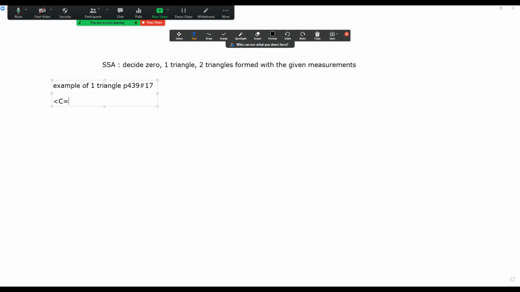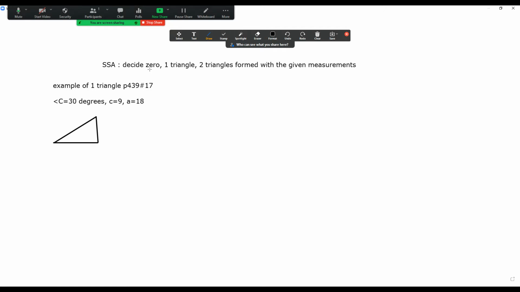So first of all, let me copy the measurements given. We have angle C given as 30 degrees, and we have side C given as 9. We have side A given as 18. So here's what we're gonna do. First of all, we're gonna draw a sketch, and I call it a sketch like a first draft because it's not an accurate view of the triangle. It could be different how it looks like, but I need a first draft to decide.